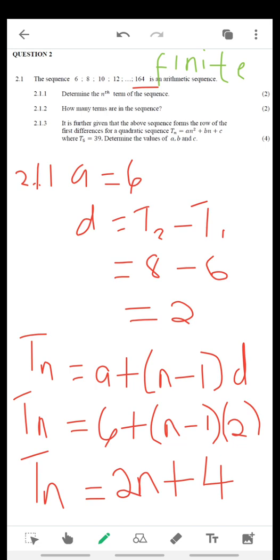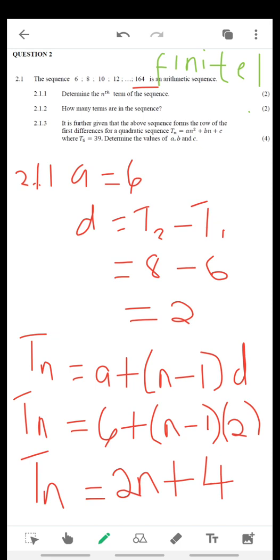Now next question, we have question 2. The sequence 6, 8, 10, 12, up to 164. Immediately I see ellipses, and then a last term. What does that tell me? This is a finite sequence. You see, I've written it there. As a result, I am able to find the number of terms. By the way, they are telling us that this sequence is an arithmetic sequence. Wow, good. Determine the nth term of the sequence.